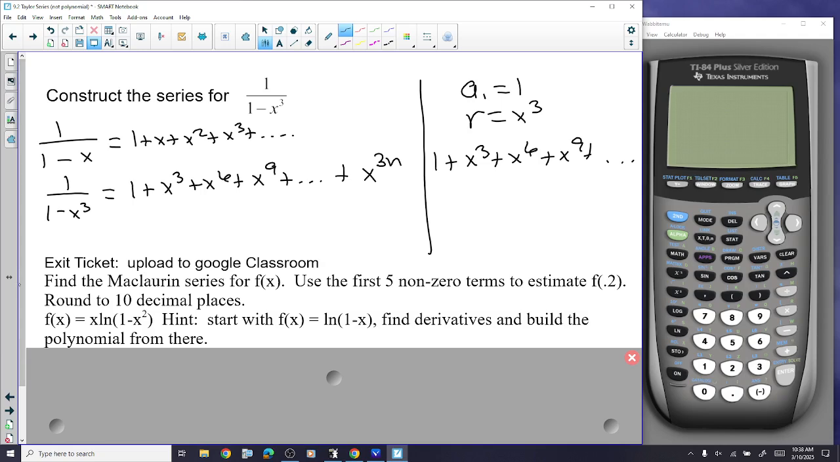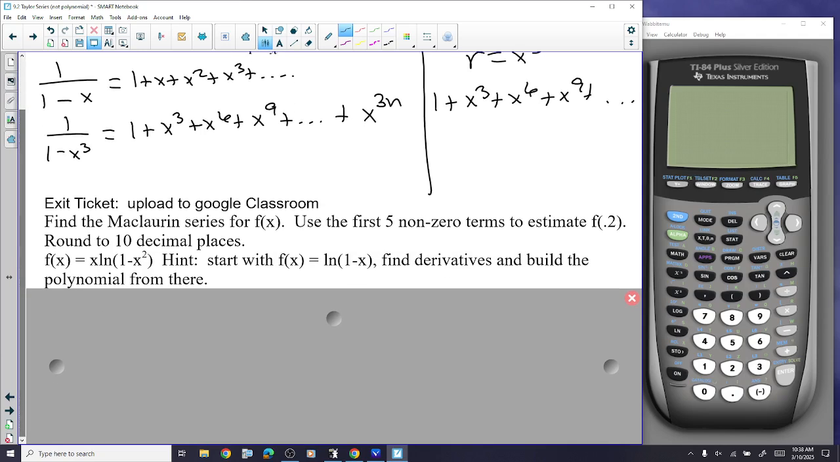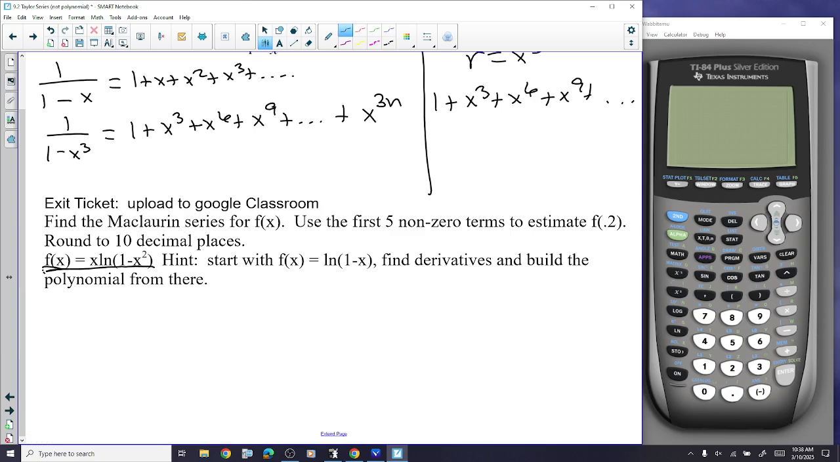Find the Maclaurin series for f of x. Use the first 5 non-zero terms to estimate f of 0.2. Round to 10 decimal places. We're going to try to find the polynomial for this by doing substitution and then multiplying. Hint, start with the natural log of 1 minus x. Find derivatives and build the polynomial from there. Ready, set, go. Does it make any sense at all? That's what we're going to find out.